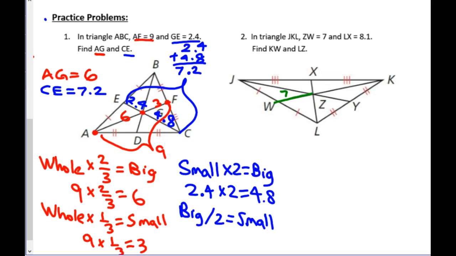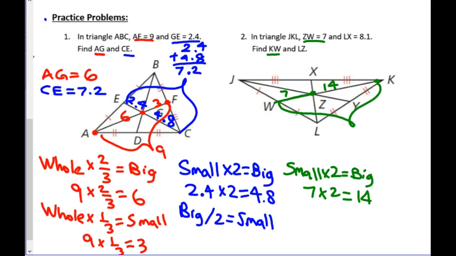So we just did this in blue. If ZW is the small part, small times 2 gives me big, right? Right, so check it out. Let me write that down. Small times 2 equals big. So 7 times 2 equals 14. So Z to K is 14. But what am I looking for? I'm looking for KW. KW is all the way. So what do I do with these two? Add them up. So 7 plus 14 is 21.